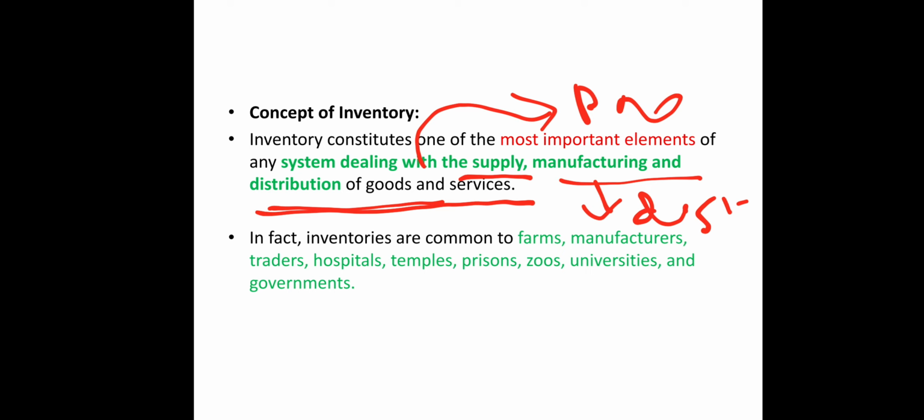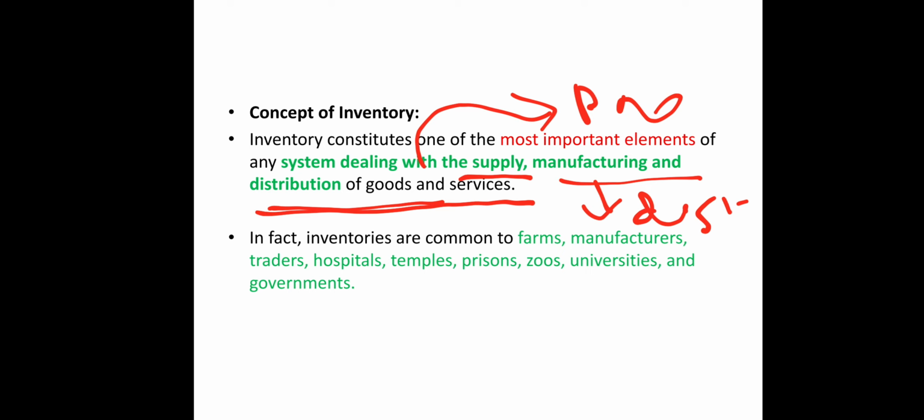So it is management. Inventory management is a very important aspect of any production unit. In inventory management, there should be proper procurement, storing, maintaining the stock, and distribution of the finished goods. That is inventory.